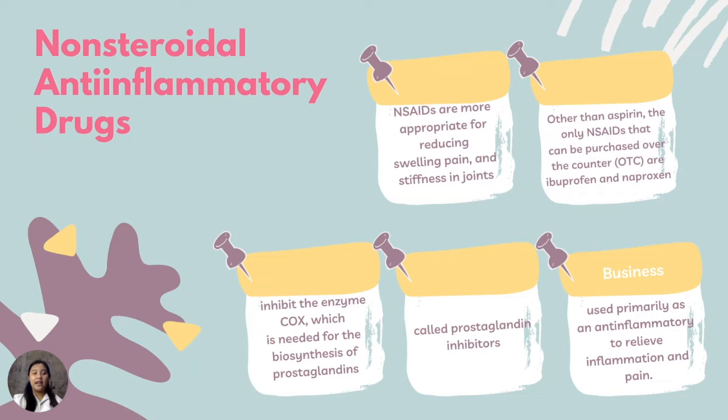The preferred drugs for headache and fever for adults are aspirin, and then there are acetaminophen and ibuprofen. The NSAIDs are appropriate for reducing swelling, pain, and stiffness in the joints, and most NSAIDs cost more than aspirin. Other than aspirin, the only NSAIDs that can be purchased over the counter or OTC are ibuprofen and naproxen. All others are meloxicam, oxaprozin, nabumetone, sulindac, and ketorolac. If a patient can take aspirin for the inflammatory process without the GI system being upset, salicylate products are usually recommended. So salicylate under NSAIDs is aspirin.